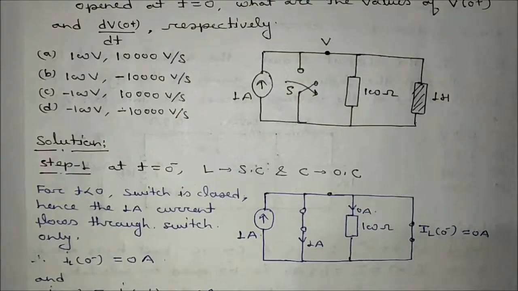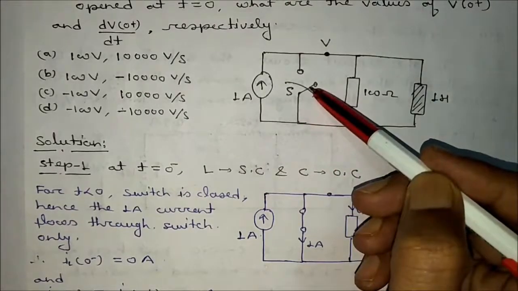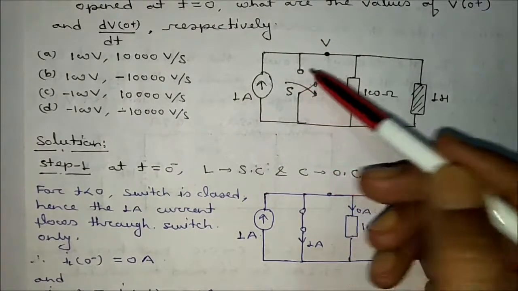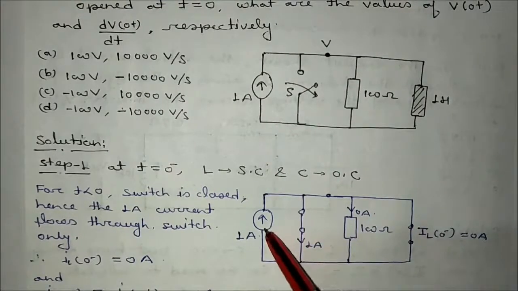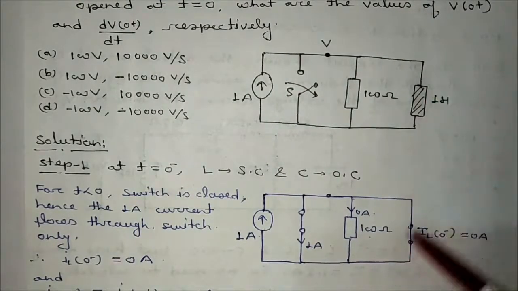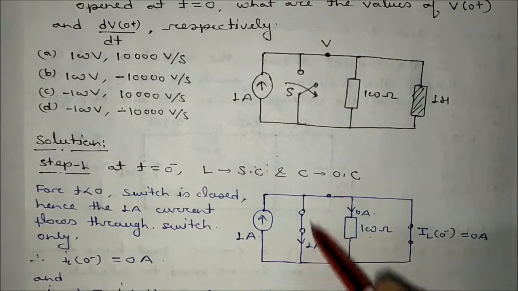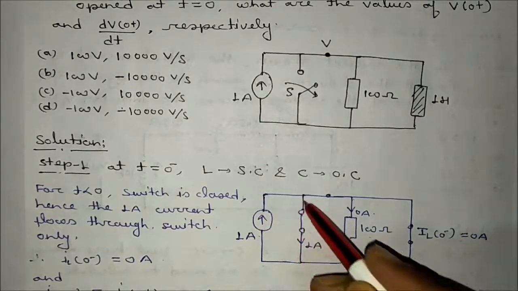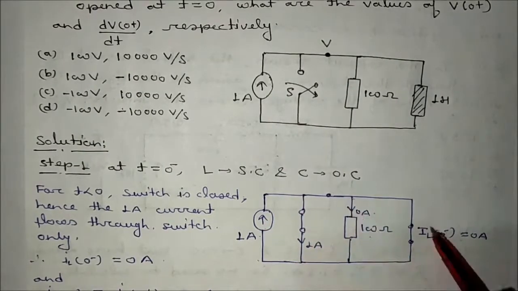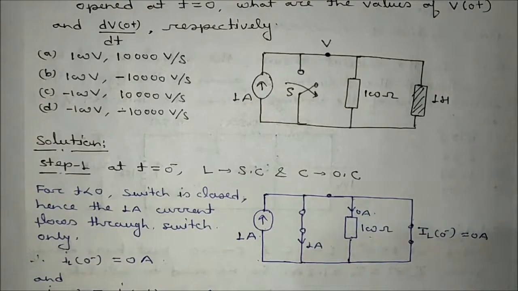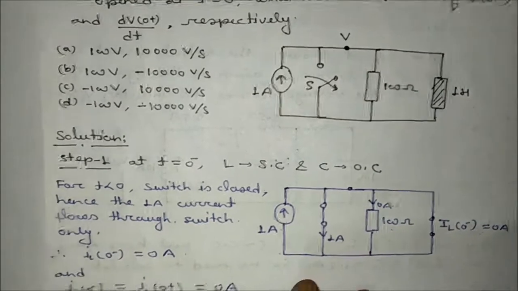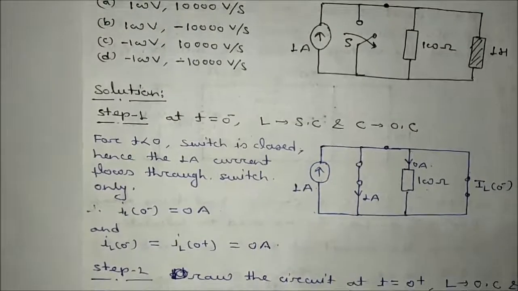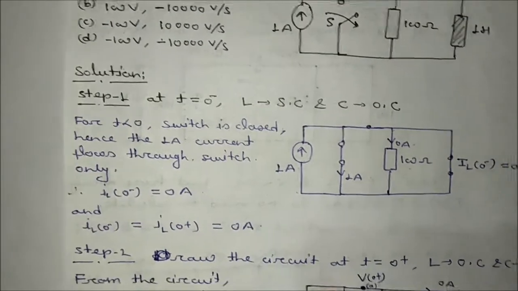What is the switch position? The switch is closed at t equal to 0 minus. This is 1 ampere, this is 100 ohm, this will be shorted. As soon as this switch is closed, the whole current will flow through this path. There will be no current here and no current here. So IL0 minus will be 0 ampere, and IL0 plus will be the same, 0 ampere, because IL0 plus and IL0 minus are always the same.